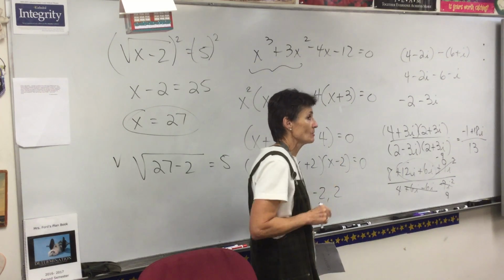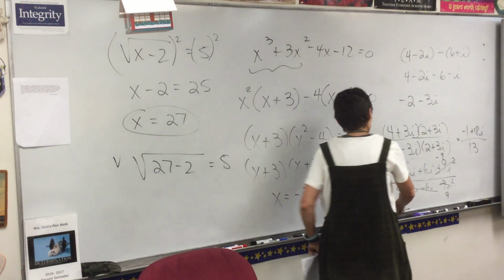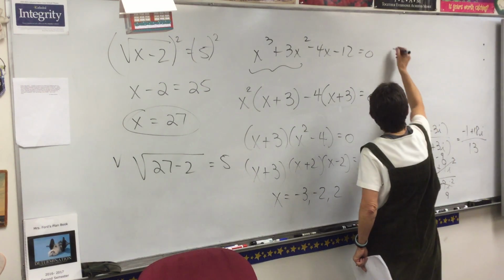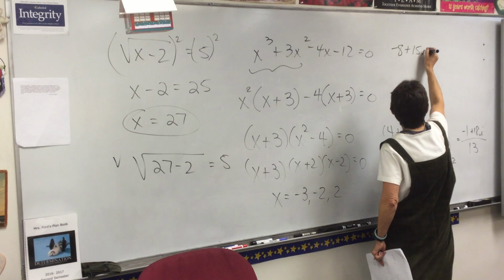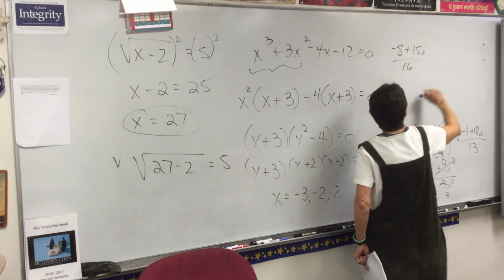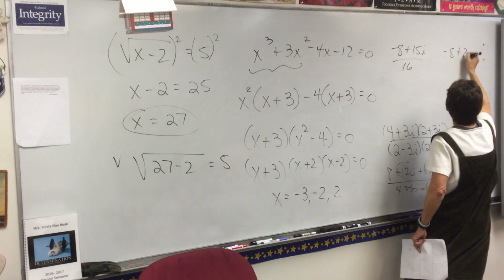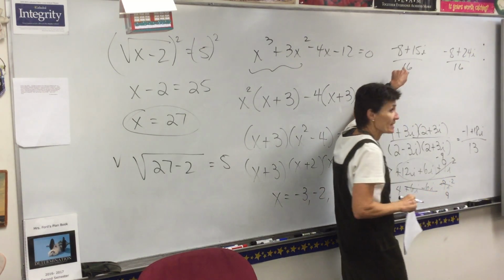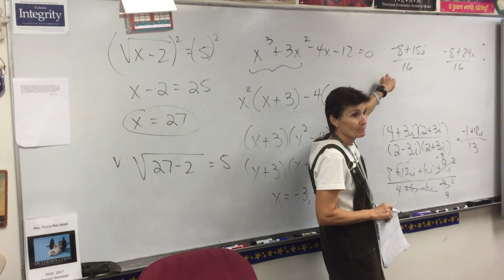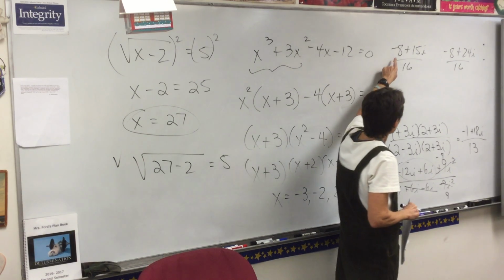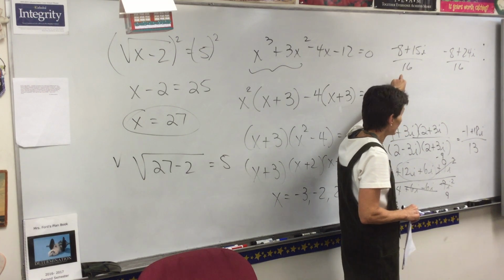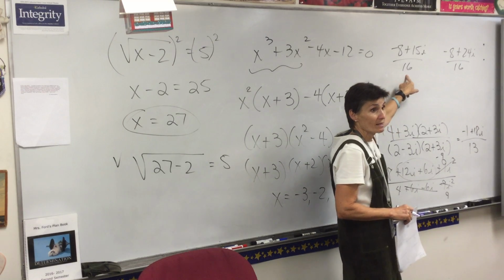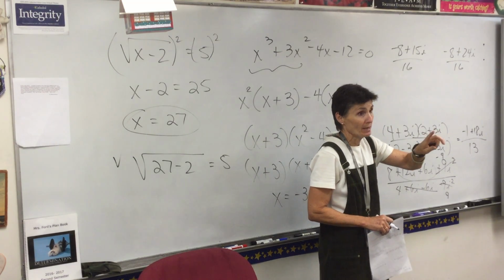Now nothing cancels in that problem. I do want to caution you though, if you had negative 8 plus 15i over 16, or negative 8 plus 24i over 16, nothing cancels in this problem. Some of you are going to say, oh, 8 and 16. No, it doesn't work that way. You have to be able to cancel all 3 spots. You either do all 3 or you do none.